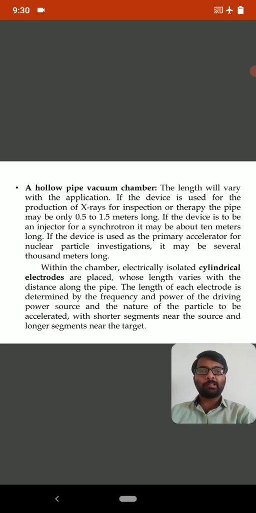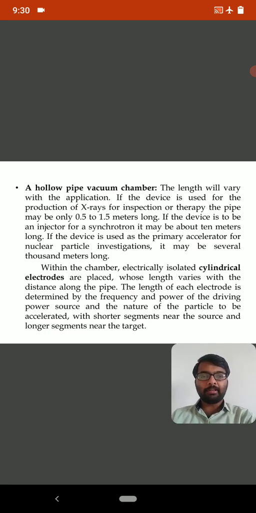So for the production of X-rays, which can be used for inspection or therapy, it is in the range of 0.5 to 1.5 meters. For the injection of the electron beam from this LINAC into the synchrotron radiation source, the length of this accelerating column is about 10 meters. If we want to use this linear accelerator as the primary accelerator for different nuclear particle or nuclear reaction investigations, then the length of this linear accelerator is about several thousand meters. So depending upon different types of experiments, this length varies.